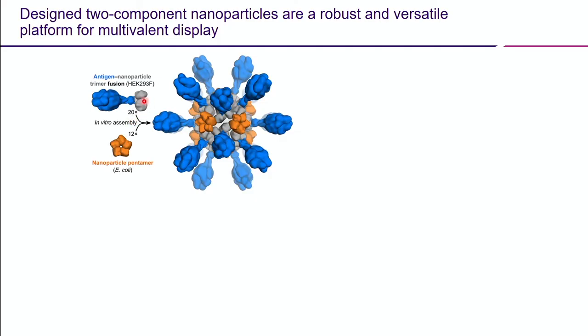So what we do is we take the gray and the orange nanoparticle subunits that we've designed to form this soccer ball-like structure, and we genetically fuse an antigen of interest to one of them. And one of the nice things about this is this enables the use of standard recombinant biologic production techniques. So you're just making two proteins, just like you would make an antibody, and then you mix those two proteins in vitro, and you get the particles out the other side.